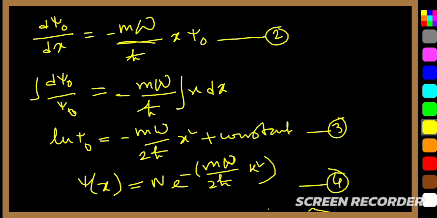Now integrate: dψ0/ψ0 equals minus mω/ħ times the integral of x dx. So you get ln ψ0 equal to minus mω by 2ħ x squared plus a constant, that is the third equation. Now ψ(x) equals N e to the power minus mω/2ħ x squared, that is the fourth equation. Okay.